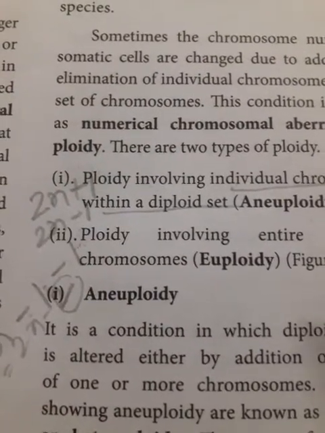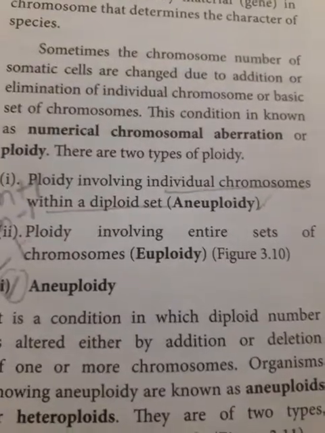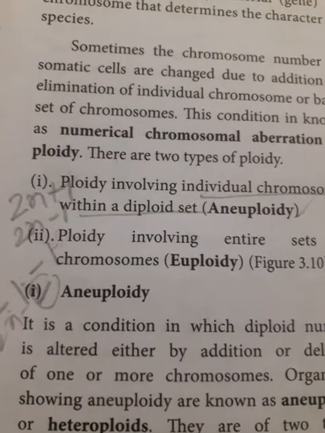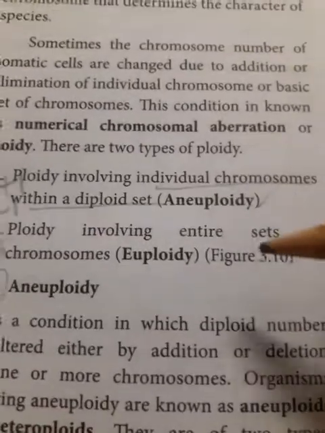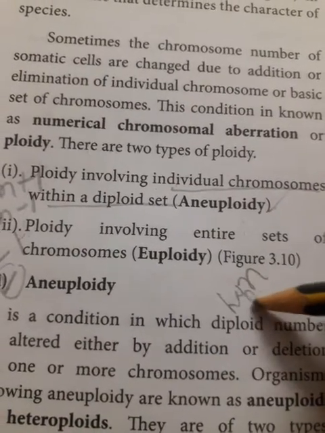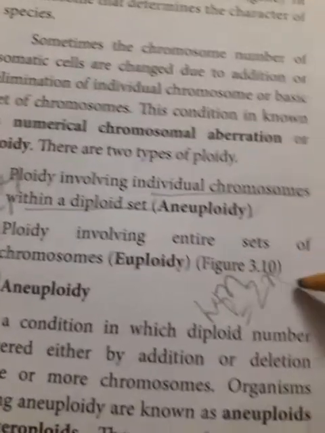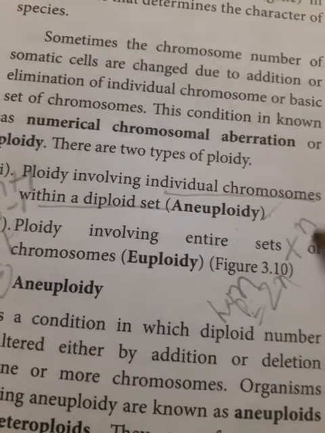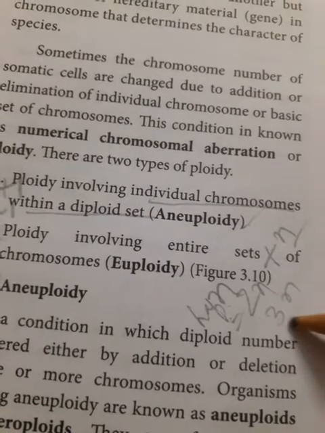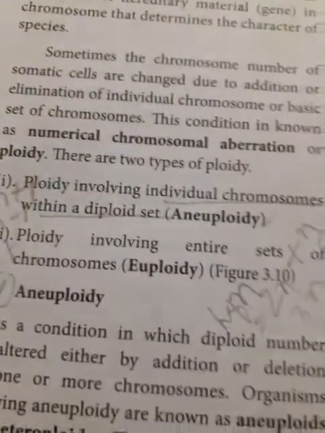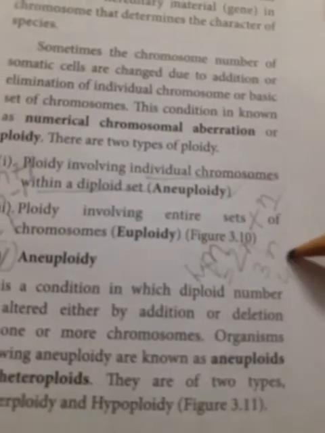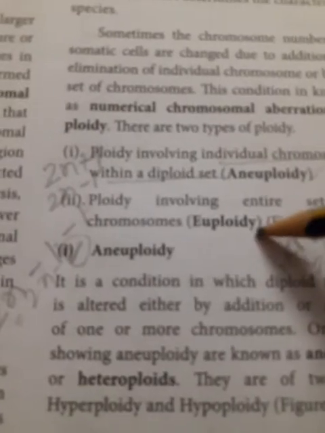Euploidy is also a chromosomal aberration, involving the entire set of chromosomes. The chromosome number is increased with a total set of chromosomes. Suppose n is the haploid number of chromosomes and 2n is the diploid number. The total set is increasing, so it is 2n plus n, 3n, or 4n. The total set of chromosomes is increased, not individual chromosomes. Individual chromosomes changing is called aneuploidy; the total set of chromosomes increasing is called euploidy.